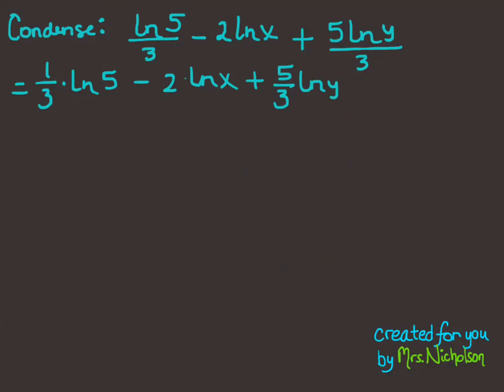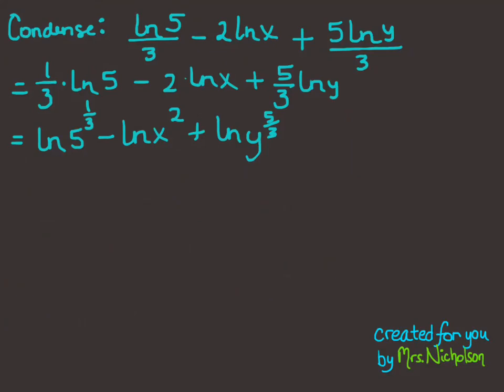So now we're ready to start applying our properties, and I'm going to do the power property first. Each of my log terms here have a number in front, and so I'm going to rewrite all of those as exponents. Natural log of 5 to the 1/3 minus the natural log of x squared plus the natural log of y to the 5/3 power.